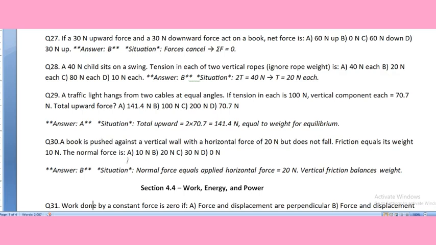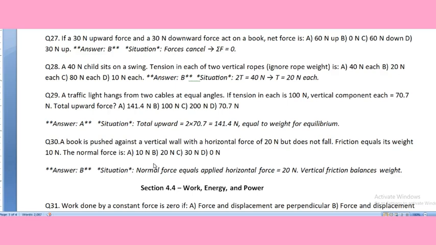From the given, the frictional force is equal to its weight, which is 10 Newton. The normal force is equal to the applied horizontal force, which is equal to 20 Newton. Vertical friction and weight balance with each other. The next question.